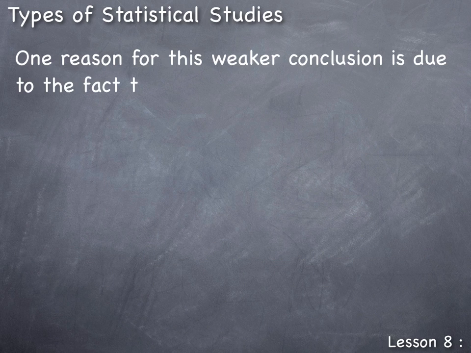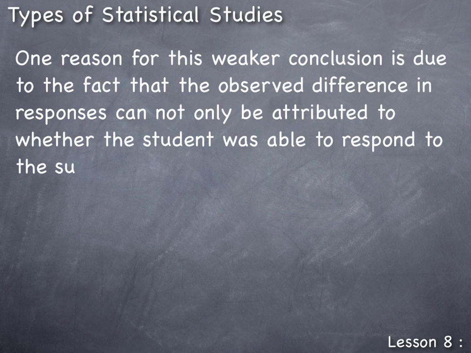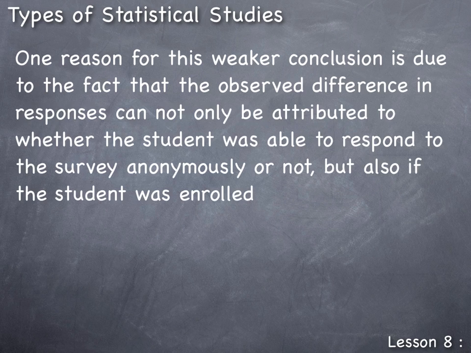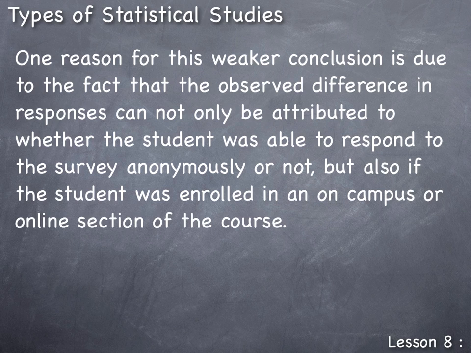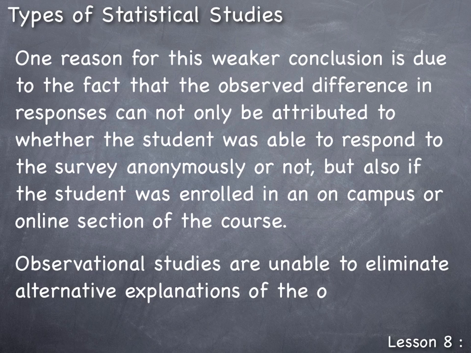One reason for this weaker conclusion is due to the fact that the observed difference in responses can not only be attributed to whether the student was able to respond to the survey anonymously or not, but also if the student was enrolled in an on-campus or online section of the course. Observational studies are unable to eliminate alternative explanations of the observed results.